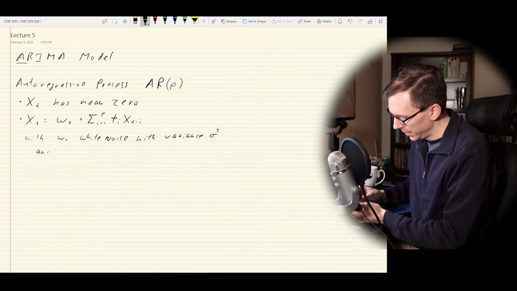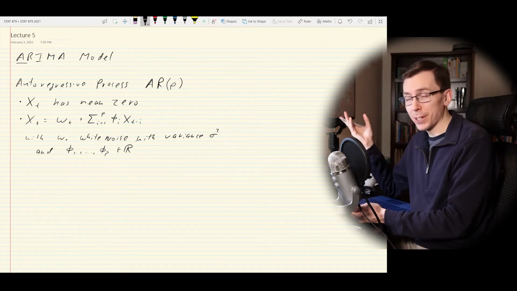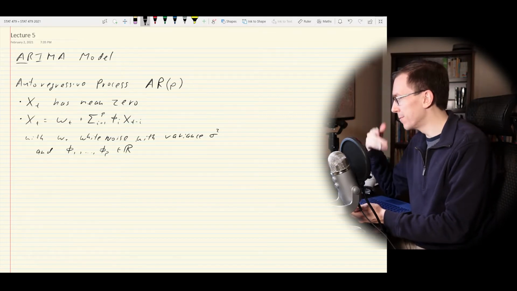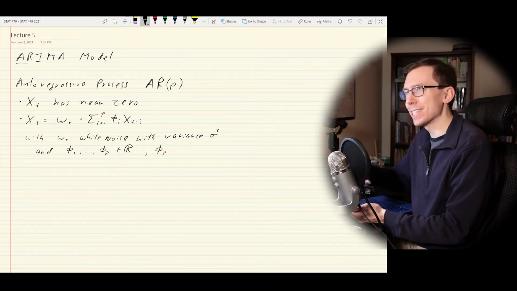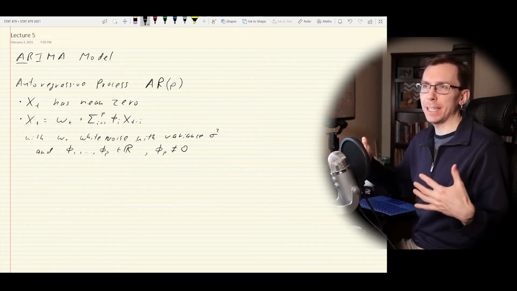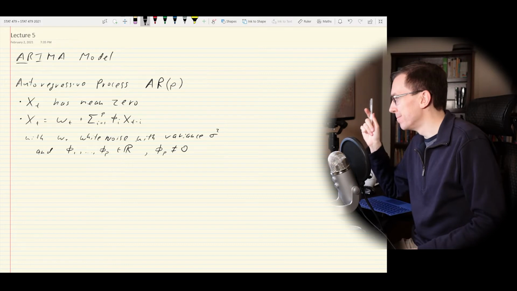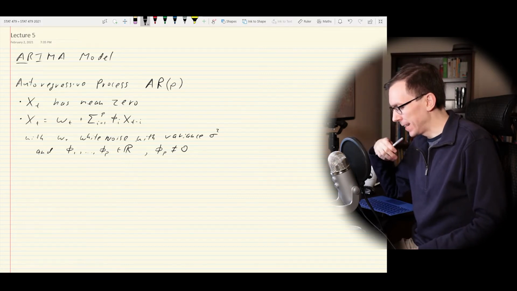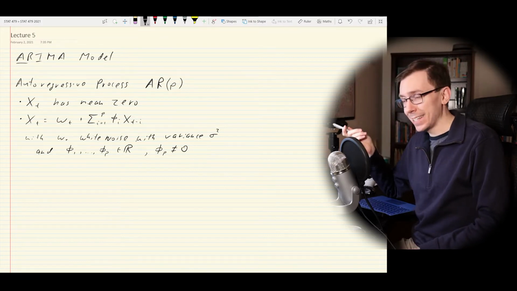These are the coefficients for our model, phi_1 through phi_p, which are all going to be real numbers. Some of them could be 0. Usually we would enforce that the one with the largest index, that is phi_p, is not 0. Otherwise, it wouldn't be a pth order autoregressive process, it would be a lower order one. That's just a subtlety here. But effectively, you can have any phi's that you want.